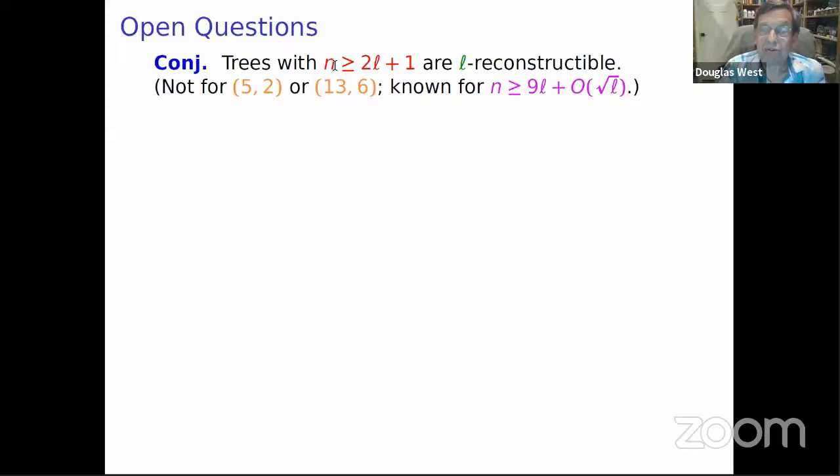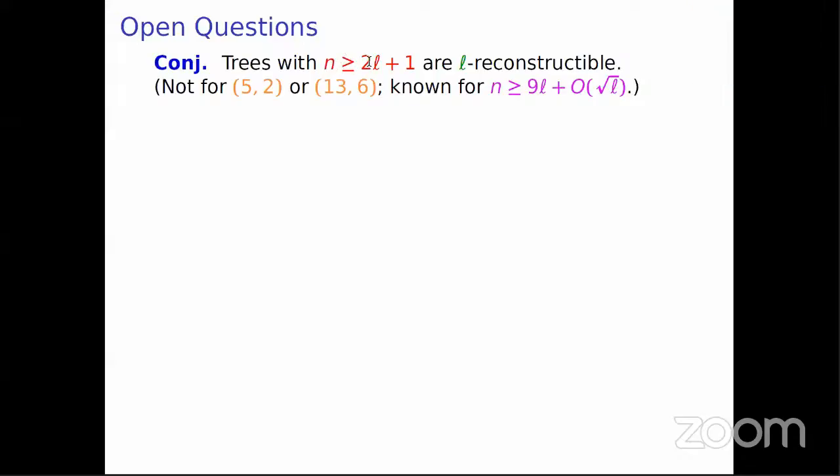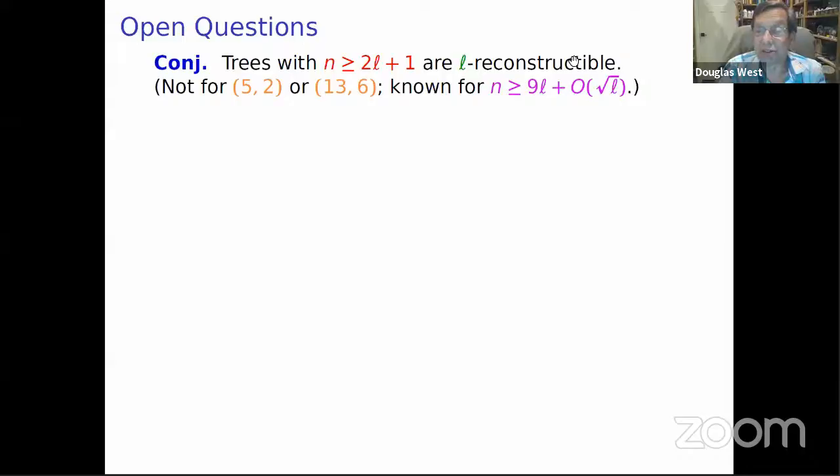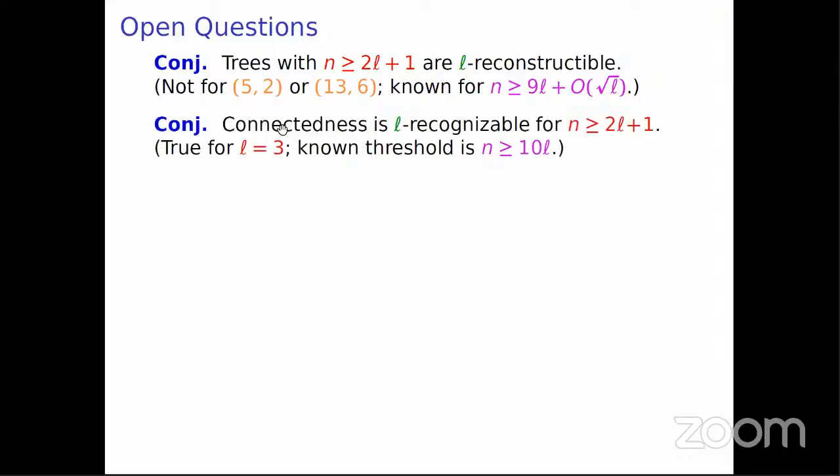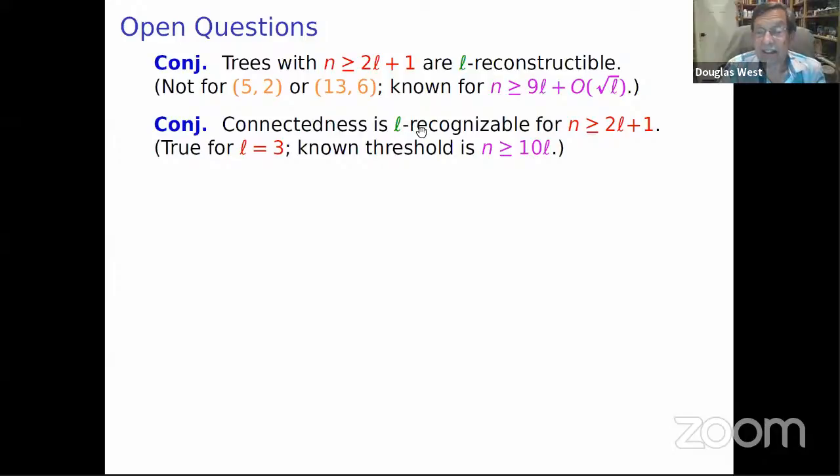So again, we have this possibility that trees with at least 2L plus one vertices are L-reconstructible. Although we do have these couple of exceptions, and it's known to be true when N is at least 9 times L. And we think we might be able to lower that to 7L or 6L. The same question about connectedness. Will we be able to recognize whether all reconstructions are connected or all reconstructions are not connected when N is at least 2L plus 1? This is still wide open. It's true for L equals 3, and we know that the threshold of 10L is big enough.